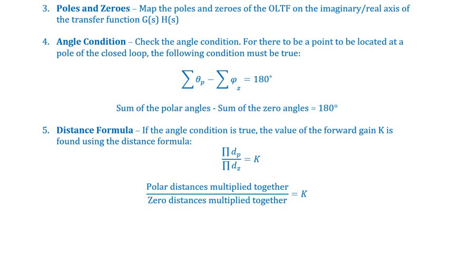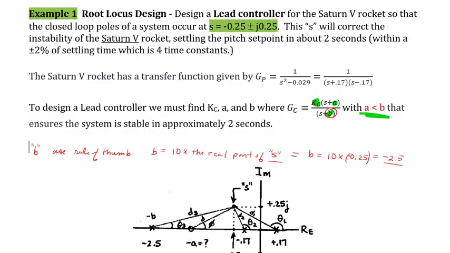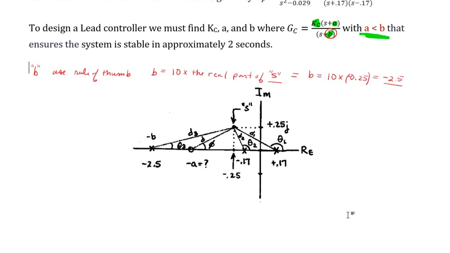And this is from chapter 8. This is the one that we're going to use right away. We're going to use the angle condition, which is the sum of all the angles of the poles minus the sum of all the angles of the zeros is equal to 180. So let's go back to our problem and figure out what that will be.